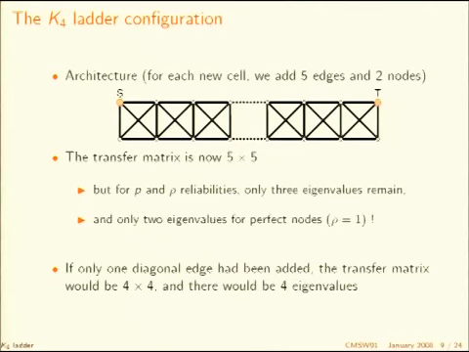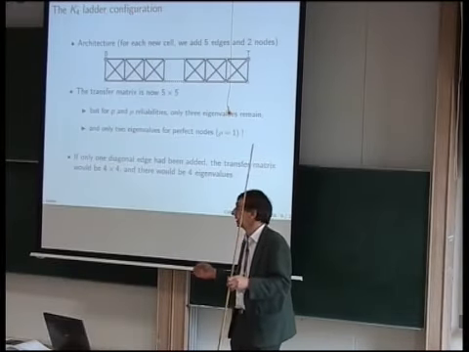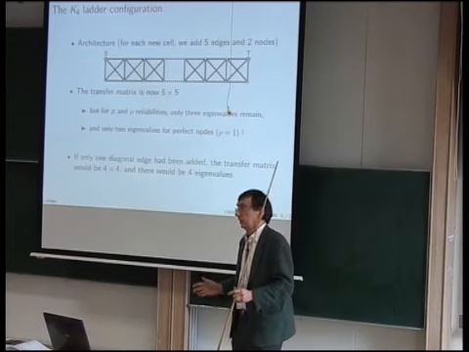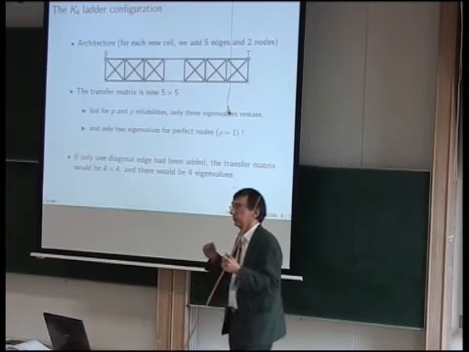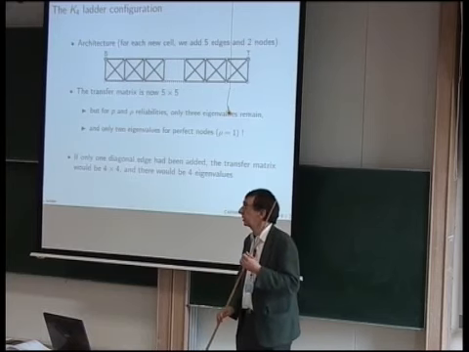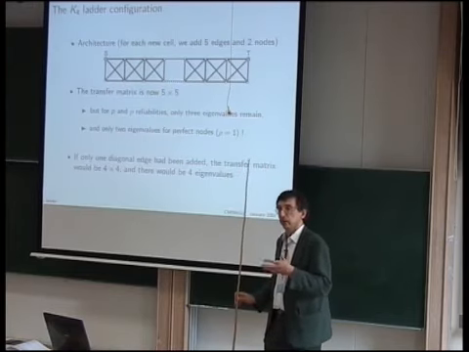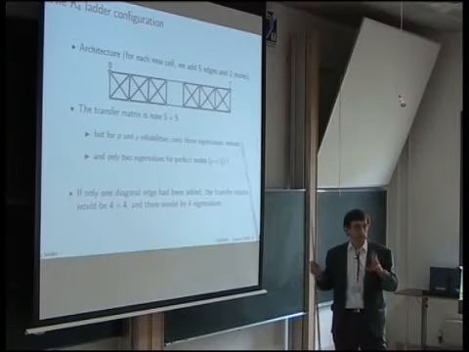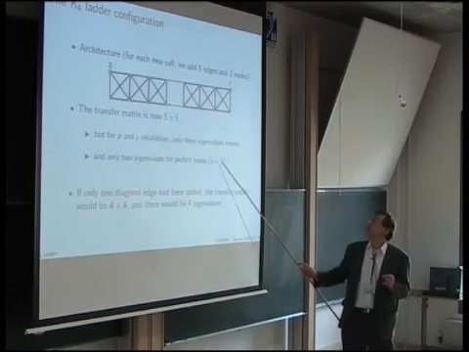So now we want to make things a little more complicated, and we consider the K4 ladder configuration. In this case, the transfer matrix is slightly larger, a 5 by 5 matrix, with all coefficients also given. I won't reproduce it here, but basically it's the same stuff. You have a generating function which is slightly different. The only difference here is that if you consider p and rho reliabilities for each edge and node, we only get 3 eigenvalues for a 5 by 5 matrix. And if you consider perfect nodes, there are only 2 eigenvalues.